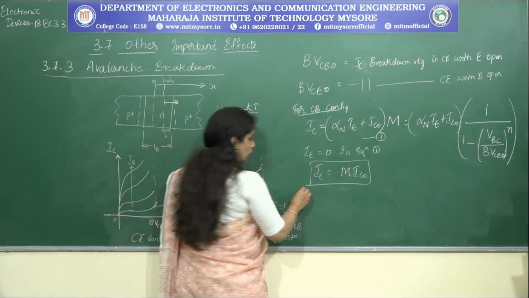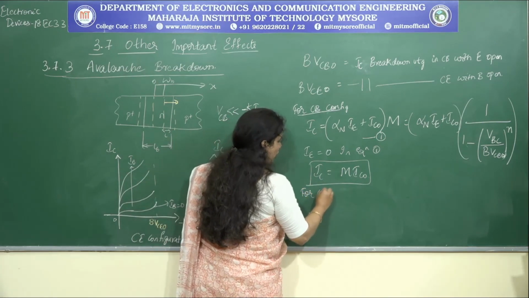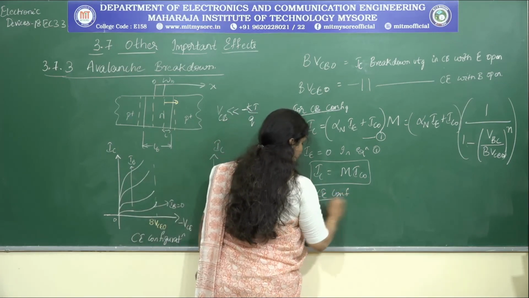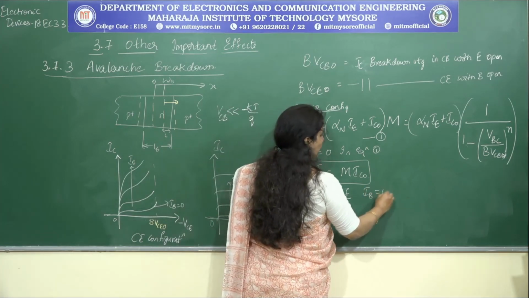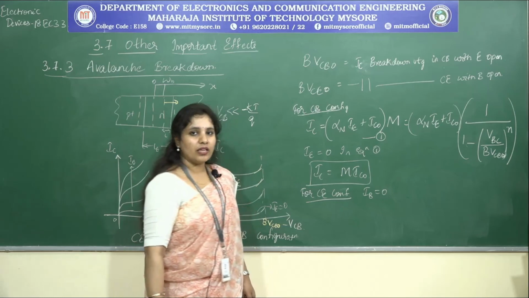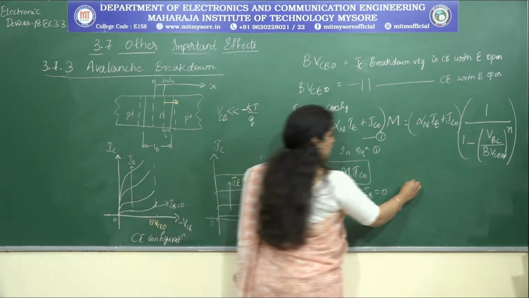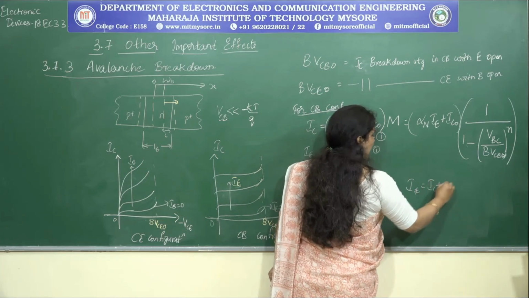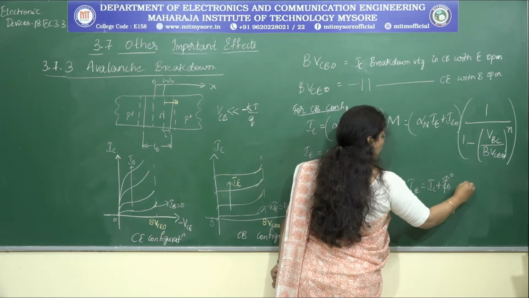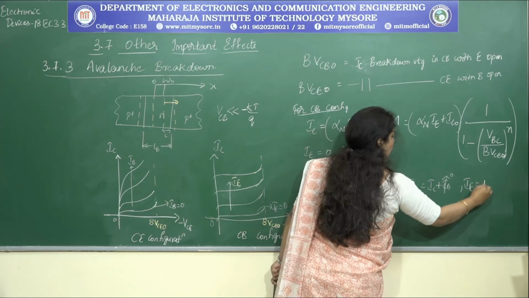Done? Now, what is the other configuration that we have? It is the common emitter configuration. If I consider the common emitter configuration, what is left open? The base is left open. Therefore, IB is equal to 0. We know the basic equation: IE is equal to IC plus IB. So, if I make IB as 0, then IE is equal to IC.